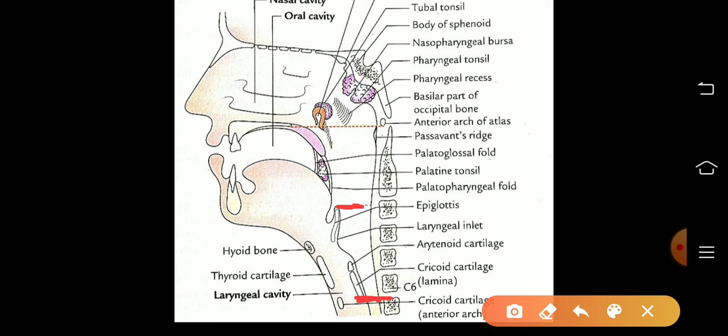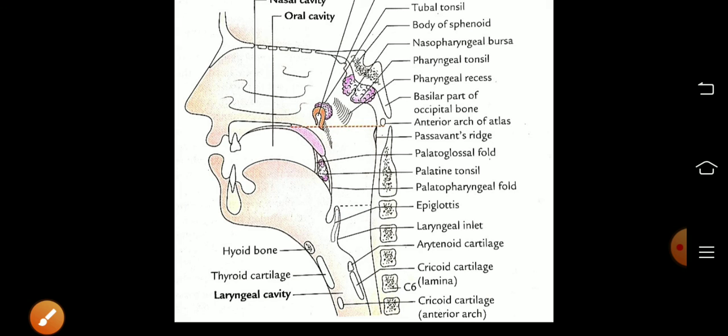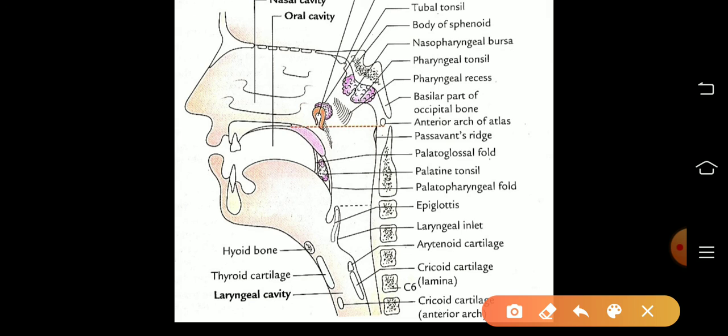Posteriorly it is bounded by the C3, C4, C5, C6 vertebrae. It's quite easy to study this. And what is the boundary? Anteriorly, as I have told you already, the laryngeal inlet and the posterior surface of the larynx. The posterior surface of the larynx, the epiglottis, the laryngeal inlet, everything can be said for the anterior wall. The posterior wall, as I told you, is the C3, C4, C5, C6 vertebrae.